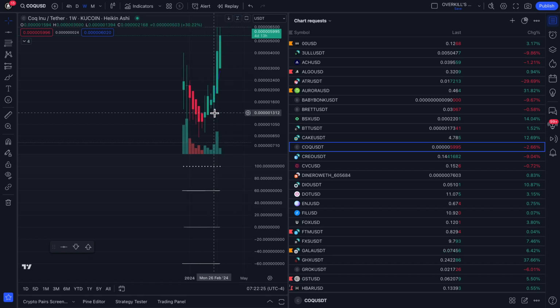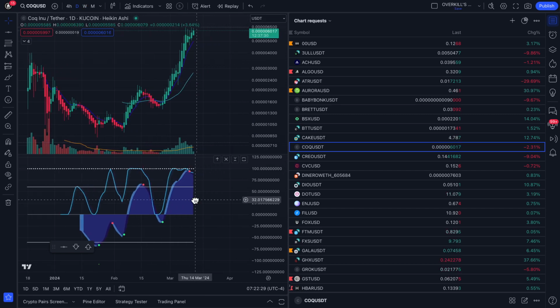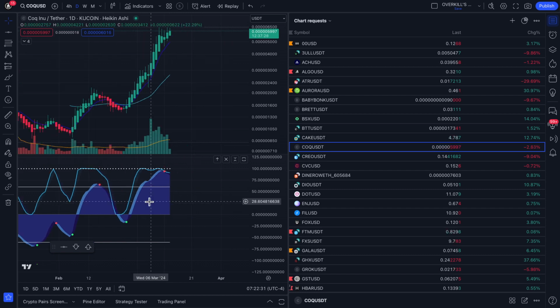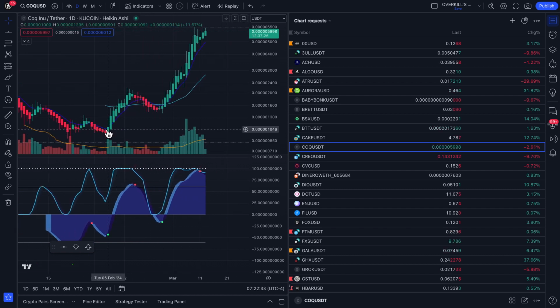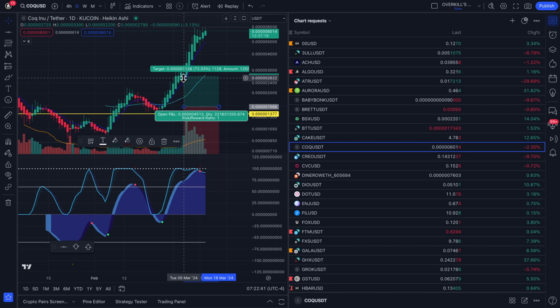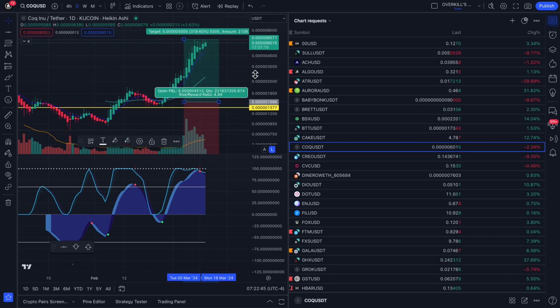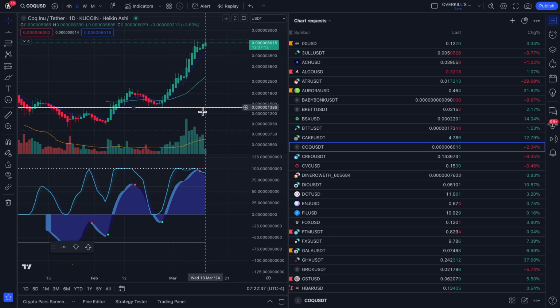Here's COQ. Okay, this one's just going parabolic here. I don't know what this thing's doing. I'd be in here on the daily once again, buying the pullbacks. Look at that perfect trade setup here on the daily. The breakout over the 50, the pullback into it. There's your doji reversal candle. Rip. How big was that? That was a monster trade there. About 319% on that trade. Congratulations.